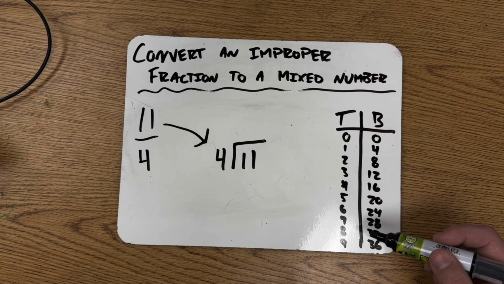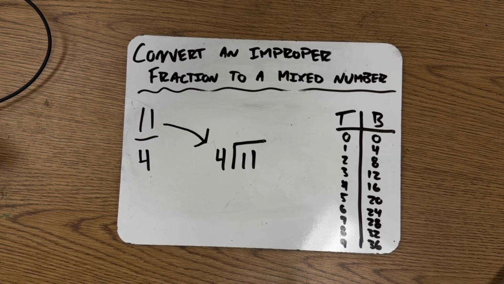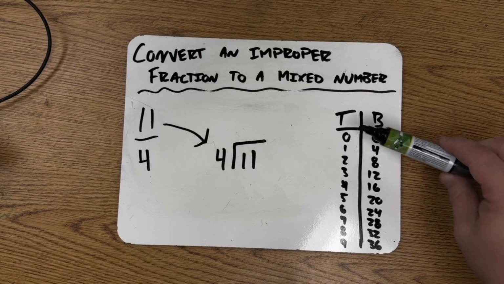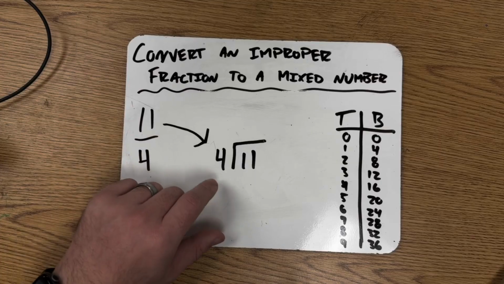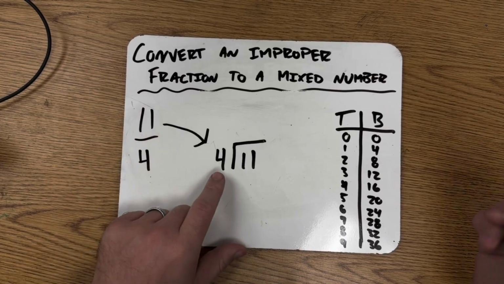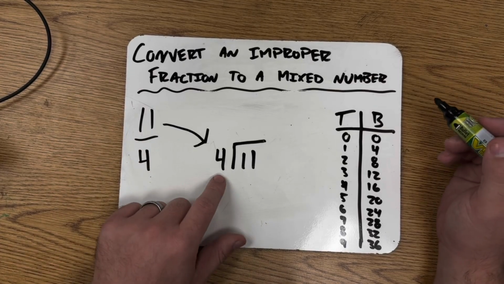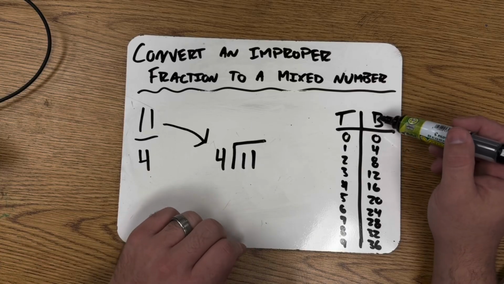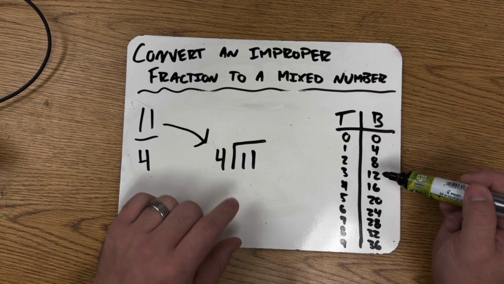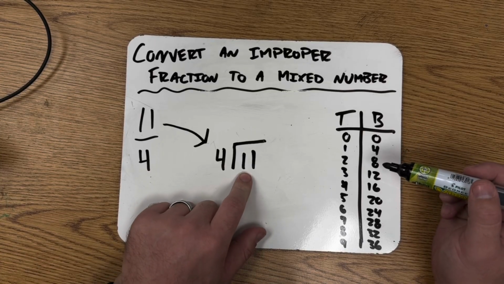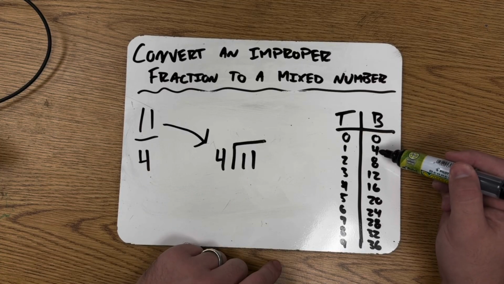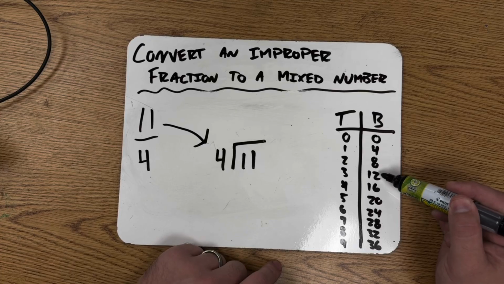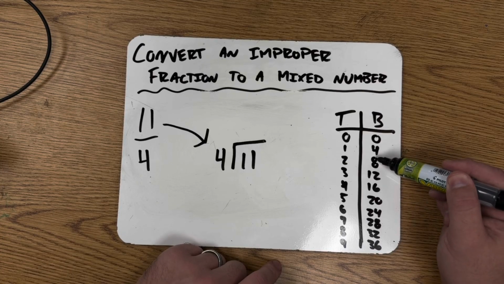And you can see where knowing your multiplication facts is going to make things a lot easier for you if you're able to list your multiples of your divisor. So now I can start working on solving this. I have my 11, and I'm dividing it by 4. What I want to do is look at my bottom and see how close can I get to 11 without going over. So I see 0, 4, 8, 12. 12 is over, so the closest I can get is 8.